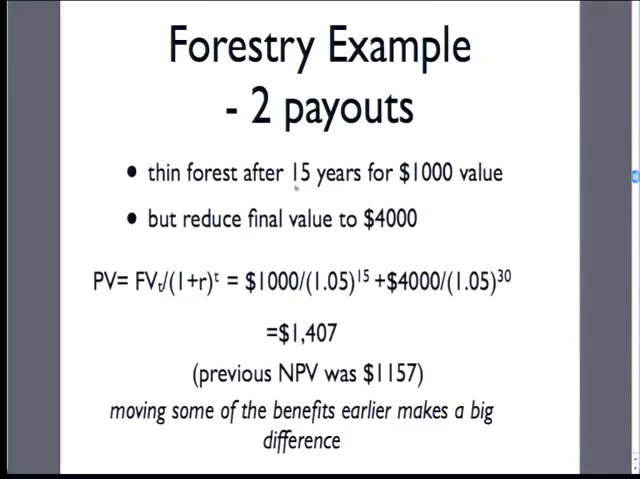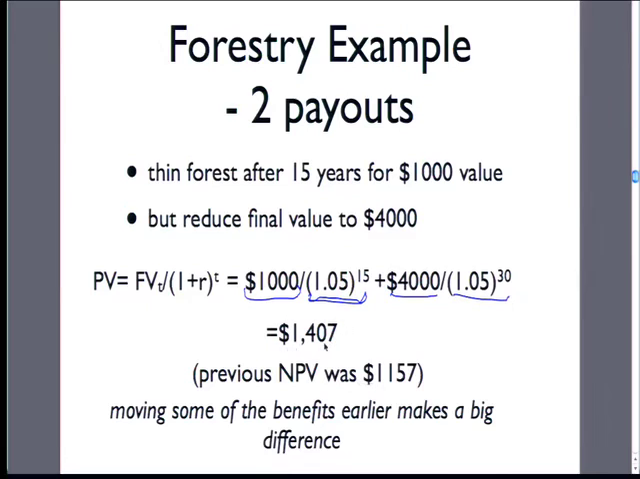So the forestry example in the book says after 15 years we could get $1,000 out of it, but that's going to reduce the final value to $4,000. So now we have two payouts. At 15 years we get $1,000. At 30 years we get $4,000. So the present value is $1,000 discounted by this term 1.05 to the 15th. Right? So this is the discount term for 15 years. And we'll get $4,000 discounted by 1.05 to the 30th. We'll add those two up, and we'll get the net present value of the project is now $1,407.